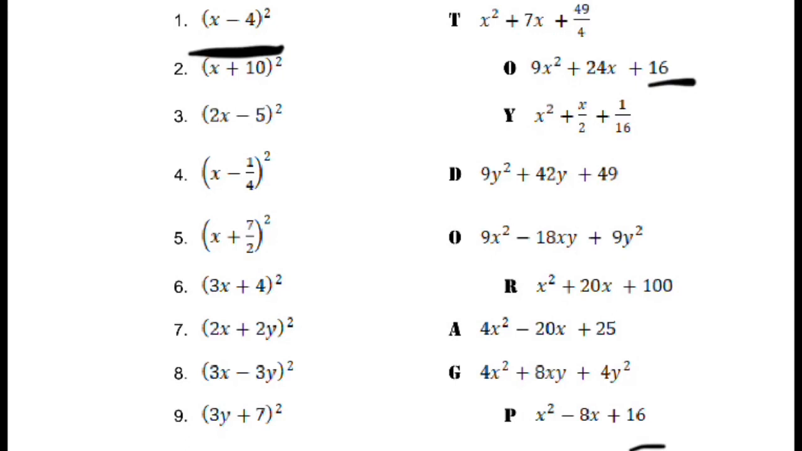Then for the second term, you're going to multiply the 2, x, and negative 4. So x times negative 4 is negative 4x, then times 2, that will be negative 8x. So this is the one here, negative 8x. And x times x will be x squared. So the answer for number 1 here is letter P. So just do numbers 2 to 9.